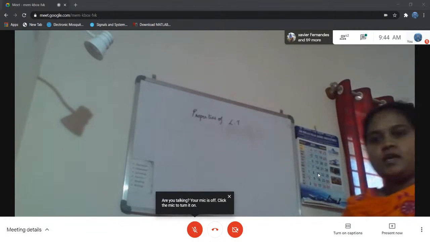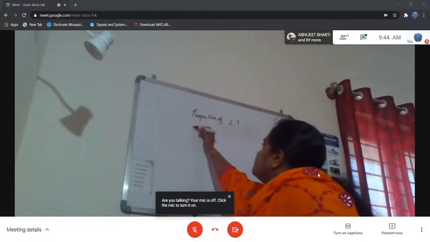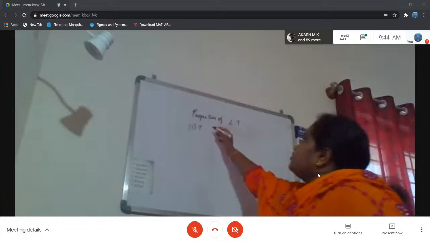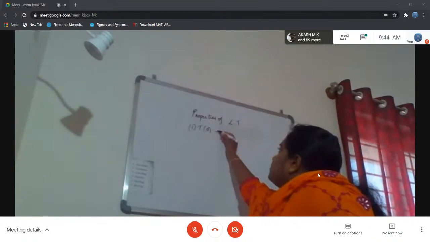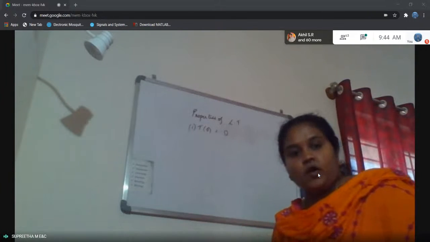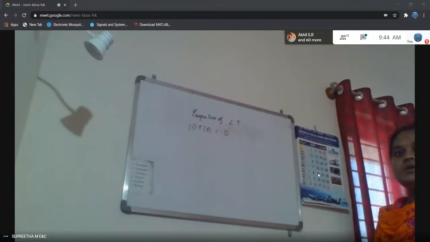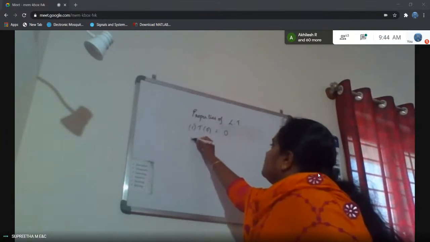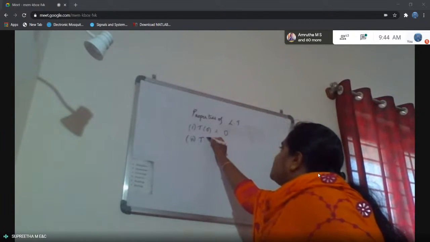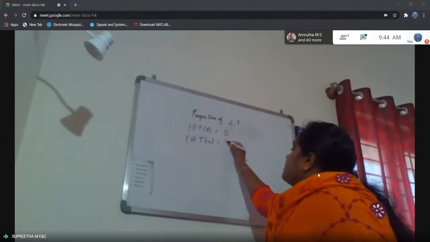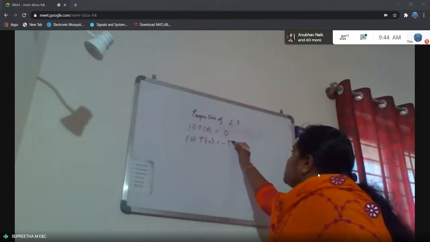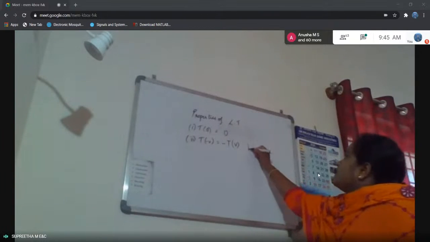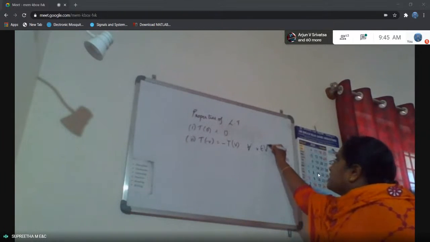The first one is the same as your zero transformation. That is, if I transform a zero vector, it results in a zero vector. T of 0 is always equal to 0. That is the first property. Then the transformation of a negative vector, that is T of minus v, is the same as the negation of the transform of v, for all v belonging to the vector space V.